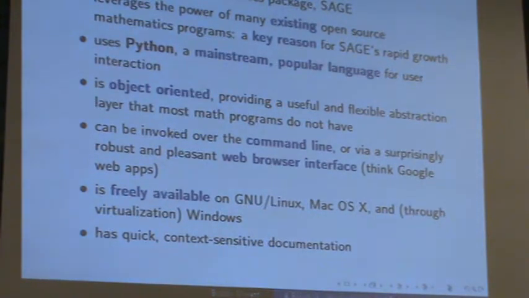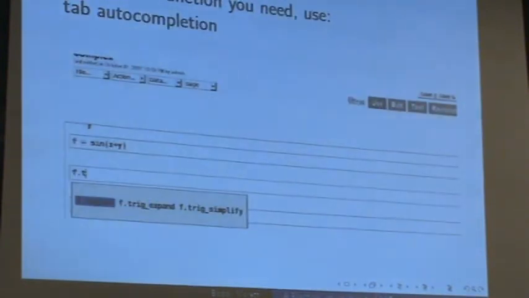Sage leverages all these open source programs. It uses Python, which is what you use to interact with Sage. Python, unlike most computer mathematics systems, is not unique to Sage. It's a very popular mainstream object-oriented language, so that's a key difference between Sage and those other programs. It's freely available on these different systems. You can use it on the command line, or you can use it through the web interface, which I was demoing. And it's very easy to find documentation.